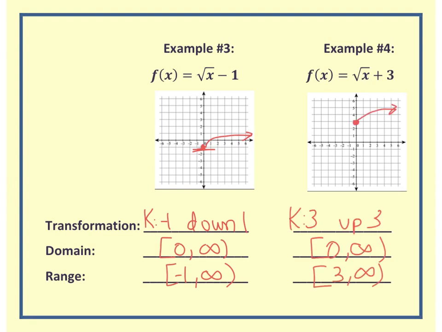Let's discuss it. The k value is +3, so the graph shifted up 3. It did not affect my domain, so my domain is still 0 to infinity. My range, my y value starts at 3, and the range is going up forever, so it's 3 to infinity. Don't forget for square roots, the numbers are always going to have brackets, and the infinities are always going to have parentheses.